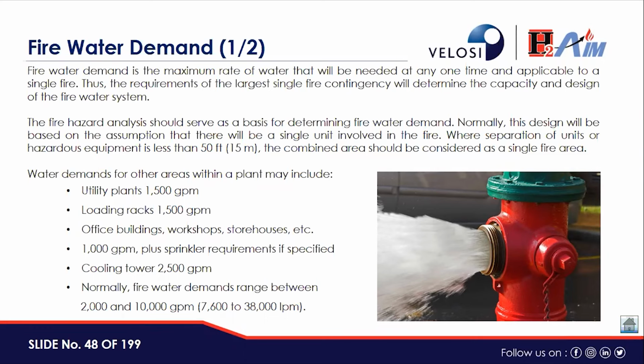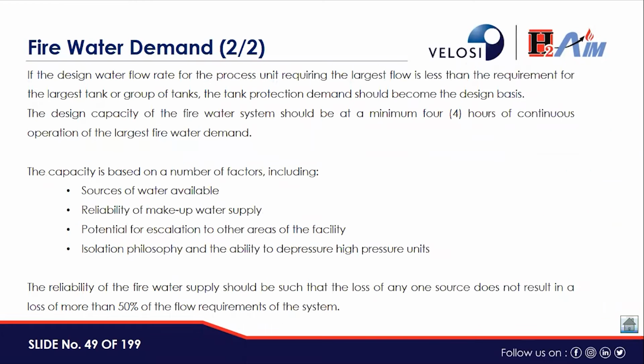Normally, fire water demands range between 2000 to 10,000 gallons per minute. So if the design water flow rate for the process unit requiring the largest flow is less than the requirement for the largest tank or a group of tanks, the tank protection demand should become the design basis. The design capacity of the fire water system should be a minimum of 4 hours of continuous operation of the largest fire water demand.